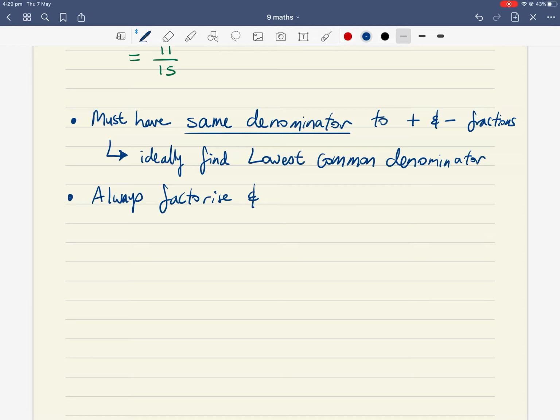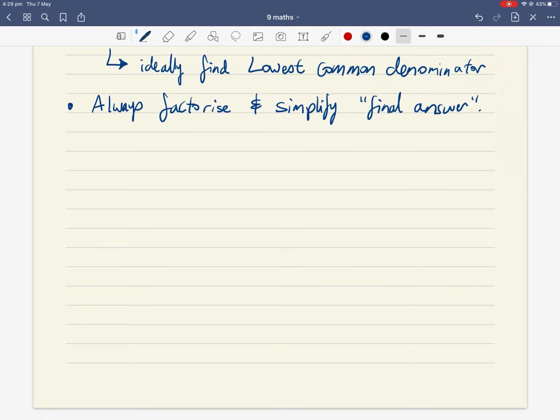Always factorize and simplify your final answer before it is your final answer.